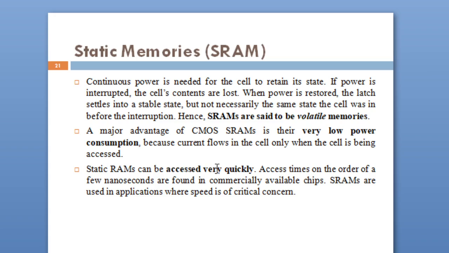Static RAMs can be accessed very quickly. Access times on the order of a few nanoseconds are found in commercially available chips. SRAMs are used in applications where speed is of critical concern, where we need a high-speed memory. There we use the static RAM cell because it is the fastest memory cell. So wherever speed is a high priority, we use the static RAM cell.